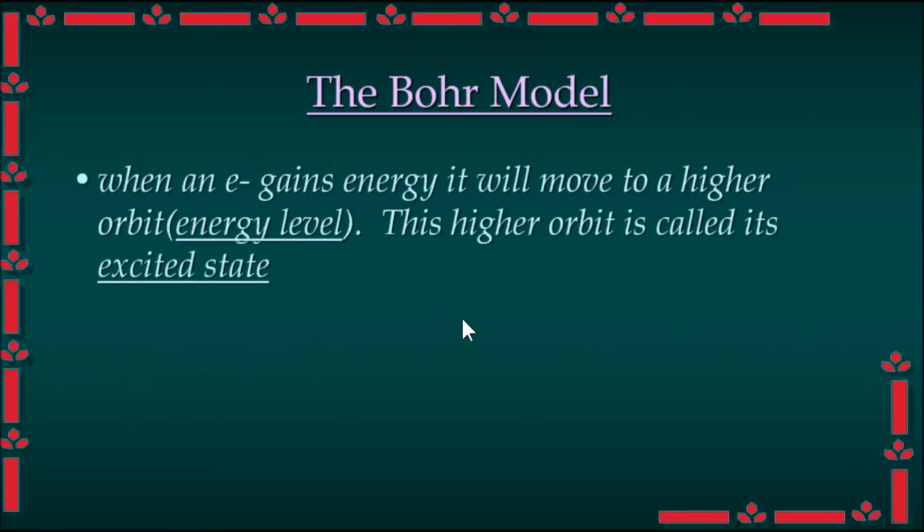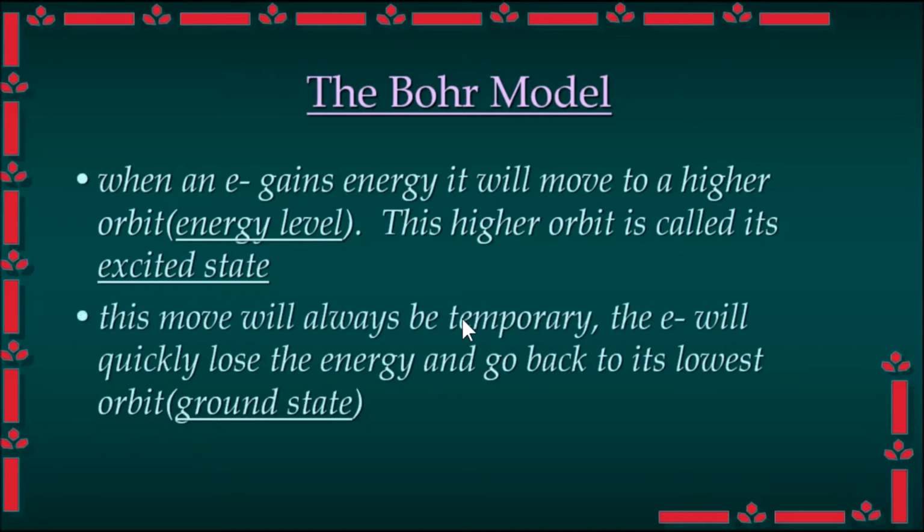All right. When an electron gains energy, it will move to a higher orbit or energy level. This higher orbit is called excited state. The move will always be temporary and the electron will quickly lose the energy and go back to its lowest orbit, or ground state.